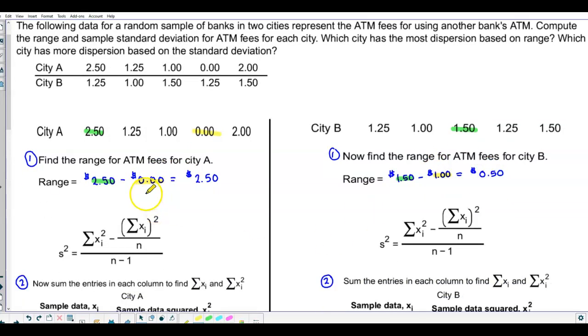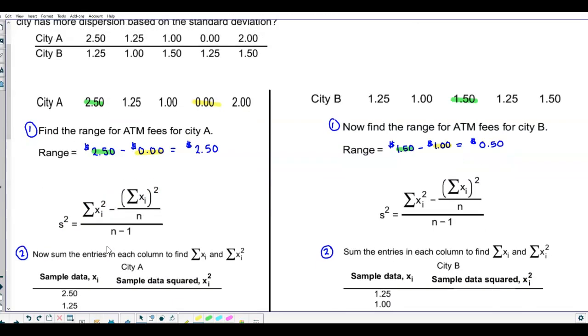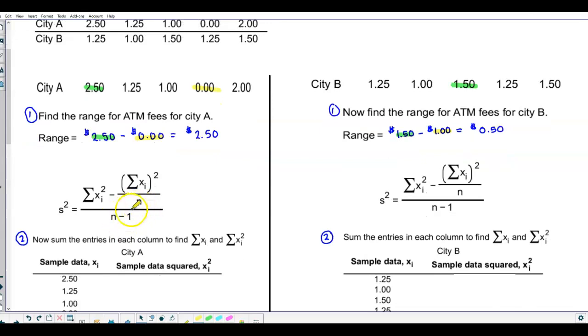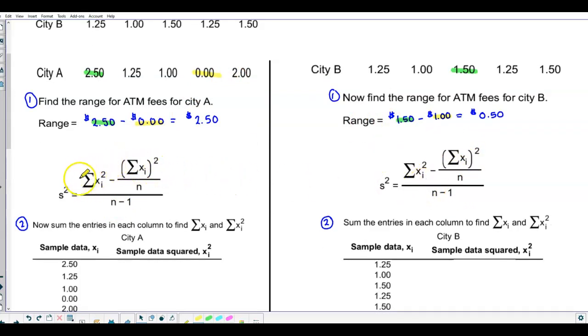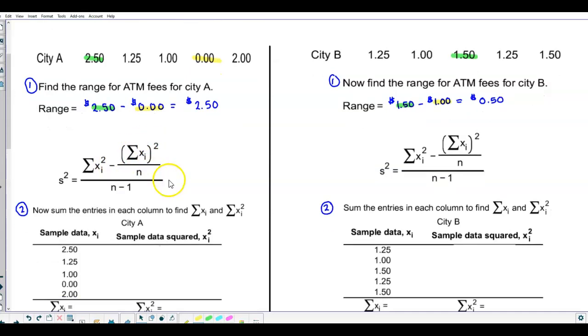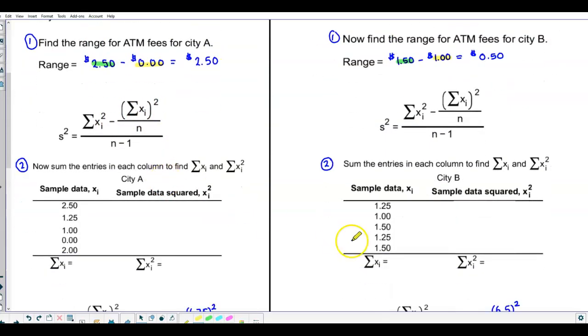Okay, now we want to be able to find the variance and then the standard deviation. We know the value of n, which is the number of data values that we have in our city. So there's 1, 2, 3, 4, 5. So we know that n is going to equal 5. It's also going to equal 5 in this formula. What we want to do is find the sum of the data values squared, and also find the sum of those data values and then square them.